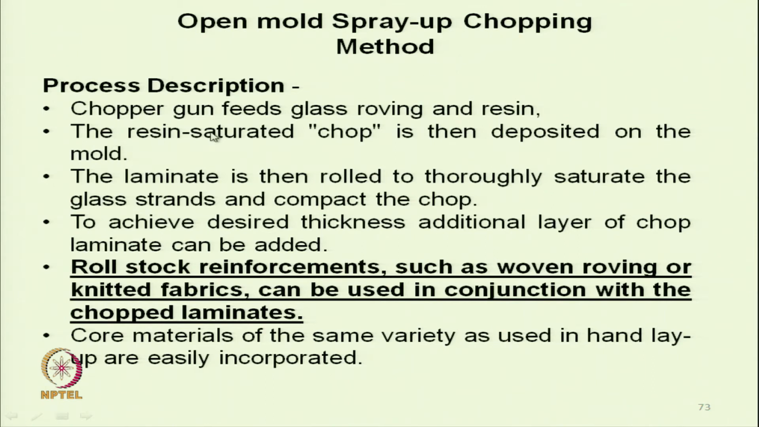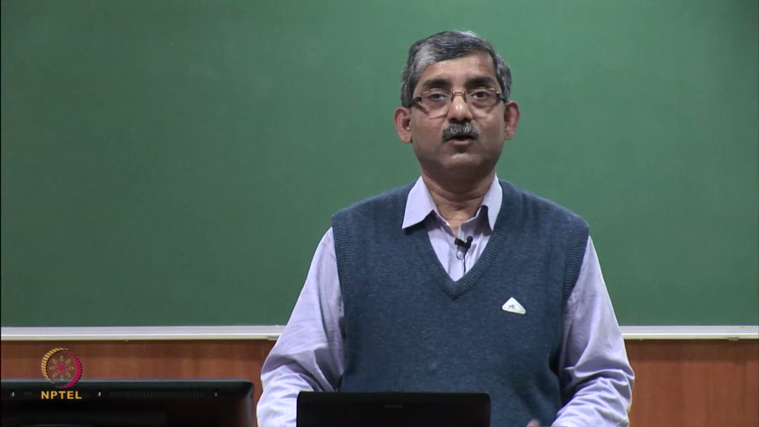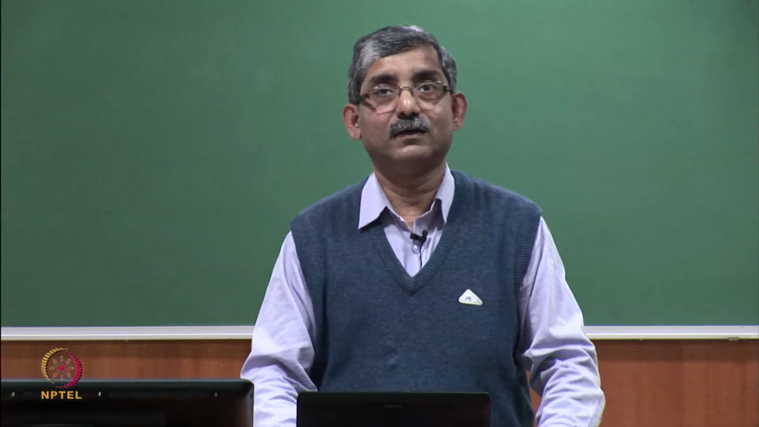So, the chopper gun feeds glass roving and resin. The resin saturated chopped glass is then deposited on the mold. The laminate is then rolled to thoroughly saturate the glass strand and compact the chop. So, there will be one roller which will compact the matrix and the glass fiber.